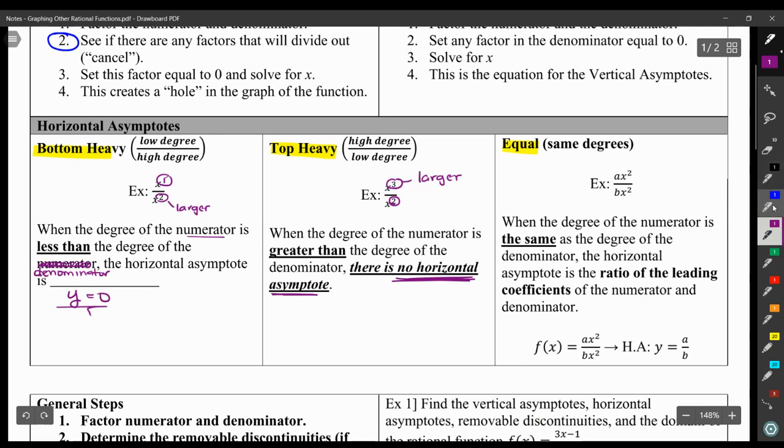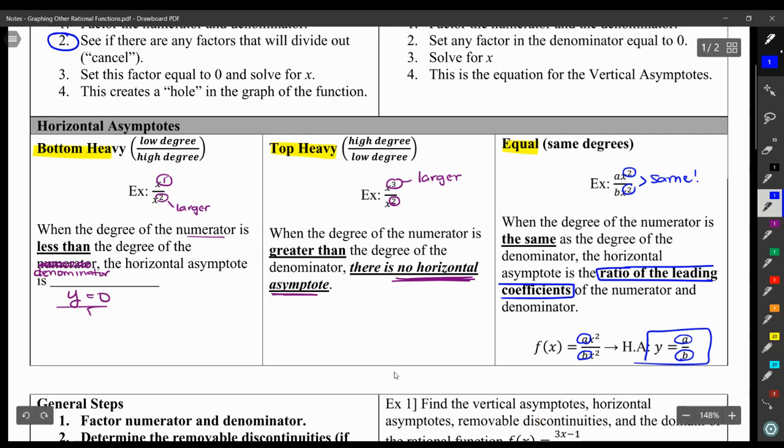Now, if you have equal degrees, top and bottom are both exactly the same. So these two are the same degree on the numerator and the denominator. What you do is you take the ratio of the leading coefficients. So remember, leading coefficients is the coefficient of where you found the degree. So in this case, A and B. Divide those out, simplify, and this will be your horizontal asymptote.